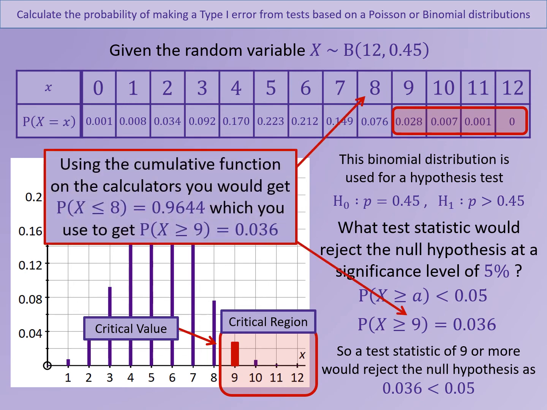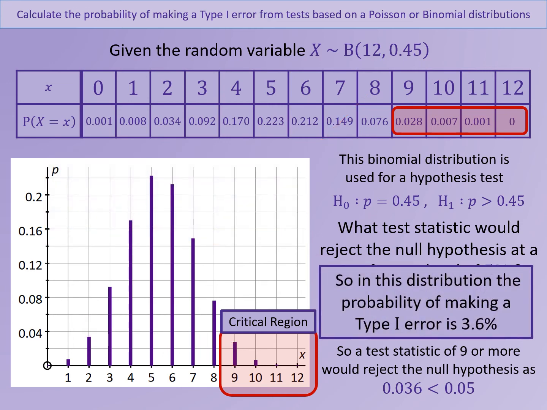Using the cumulative function on calculators, we would see that the probability that x is less than or equal to 8 is 0.9644. We could then use this to calculate the probability x is greater than or equal to 9, which would arrive at the answer 0.036. In this distribution, the probability of making a type 1 error is 3.6%.